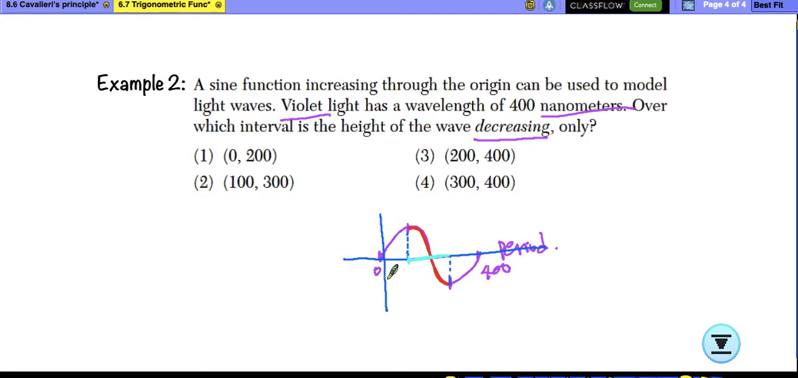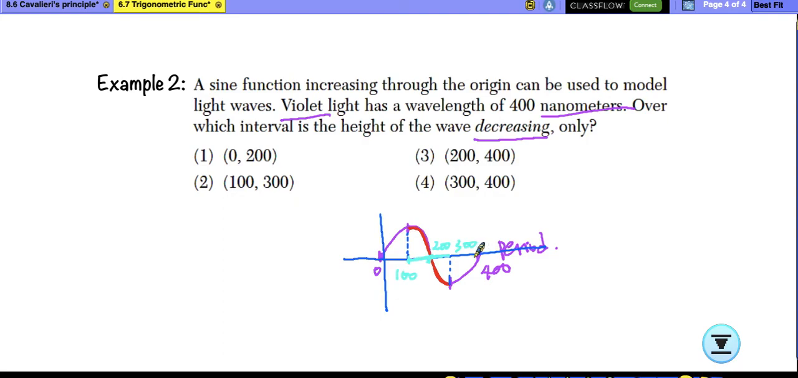So since we know this is 0 to 400, we can easily break this down into 4 pieces. This, and this. These are actually the key points, as we mentioned: from the starting point to the highest one, then back to the middle point, then to the lowest one, and then back to the middle point. So that's why you can easily divide this whole interval into 4 pieces.